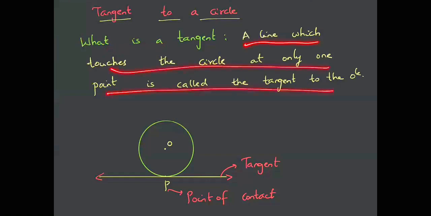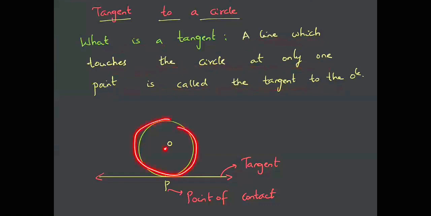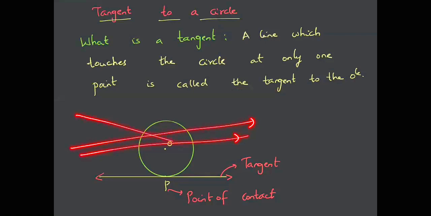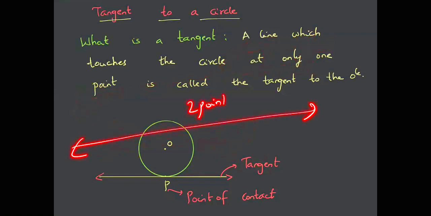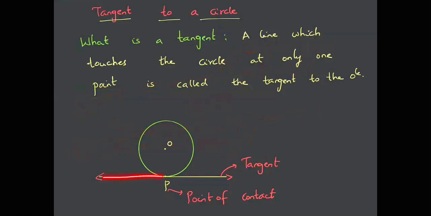Suppose this is the circle with center O. Now you can draw so many lines to this circle. Some lines do not even intersect the circle, so there is no point of intersection. Some lines cut the circle at 2 points. And there are some lines which just touch the circle at only 1 point.